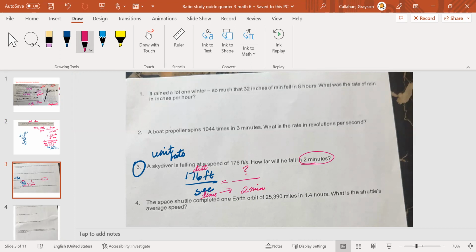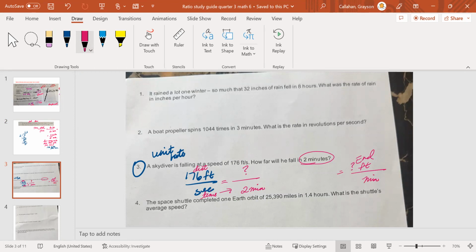It's probably going to be in the thousands because if it's 1 second, he's falling 176 feet. 2 minutes is a lot of seconds. Do you understand that? So we need to end with minutes. So the ending here, you want feet on top, but I don't know how many feet, so I'm going to put a question mark. And then minute right here. But first we need to convert seconds to minutes, okay?